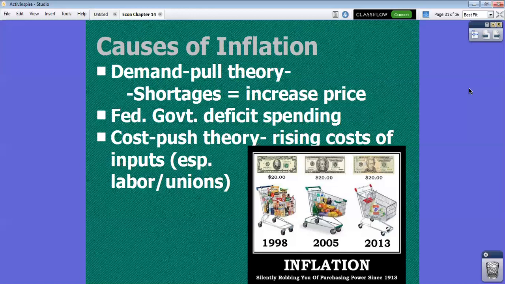A third cause of inflation is cost push theory. Whereas demand pull theory is caused by the consumer, cost push theory is caused by businesses. Businesses are experiencing some type of increase in the cost of their inputs. A lot of times it's labor. It could be oil, but most of the time it's labor. Because they have to pay more in the production of their goods, they turn around and raise the price of the good for the consumer. That increase in the cost of the good is causing inflation.